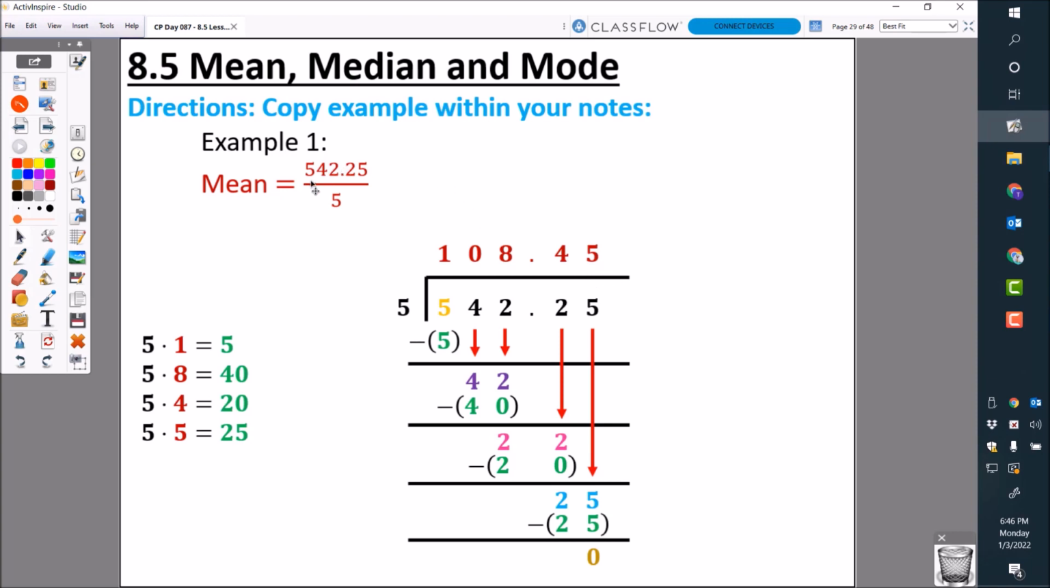So when we divide 542.25 by 5, our answer is going to be 108.45. So the mean for example 1 is 108.45. All right, let's go to the next example.